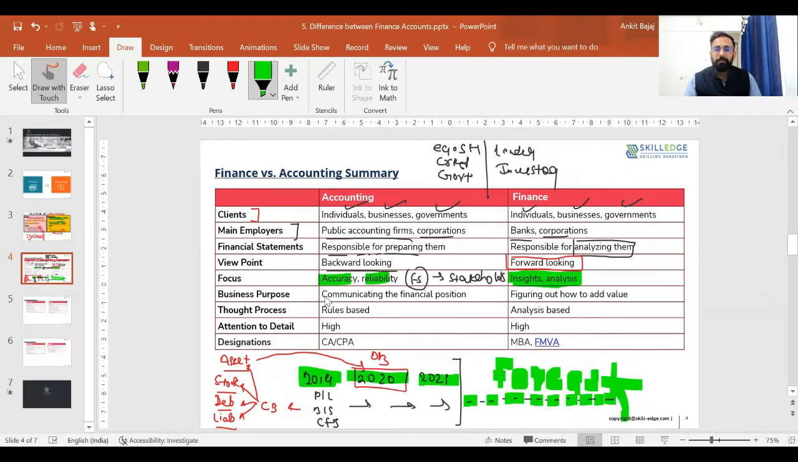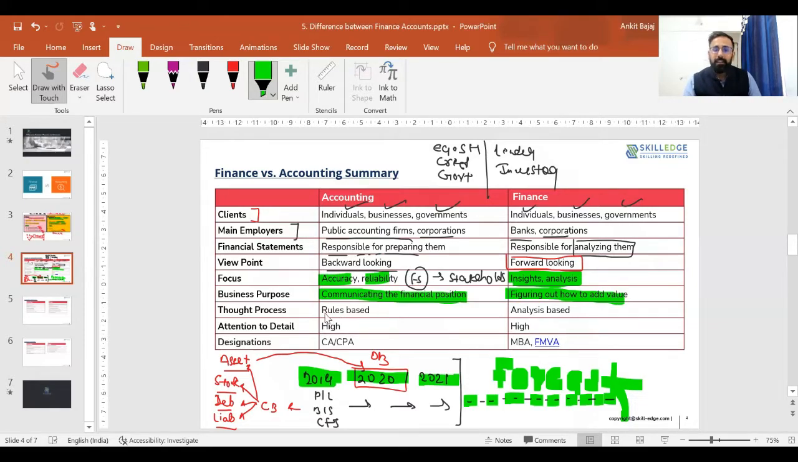If I talk about business purpose, what will be your purpose? Why are you preparing financial statements? Just to communicate information to the stakeholders about how the company is performing, right? And here, what will be your function? You will try to add value. You will find out whether the company will be performing well in future or not, right? Accordingly, you can suggest to your company that according to our financial statements, which we have forecasted, it shows that this company will not perform better in future, so you should not invest in that company, right? Or if we have prepared forecasted financial statements and we believe that this company will perform outstandingly in future, then definitely you should invest into that company.